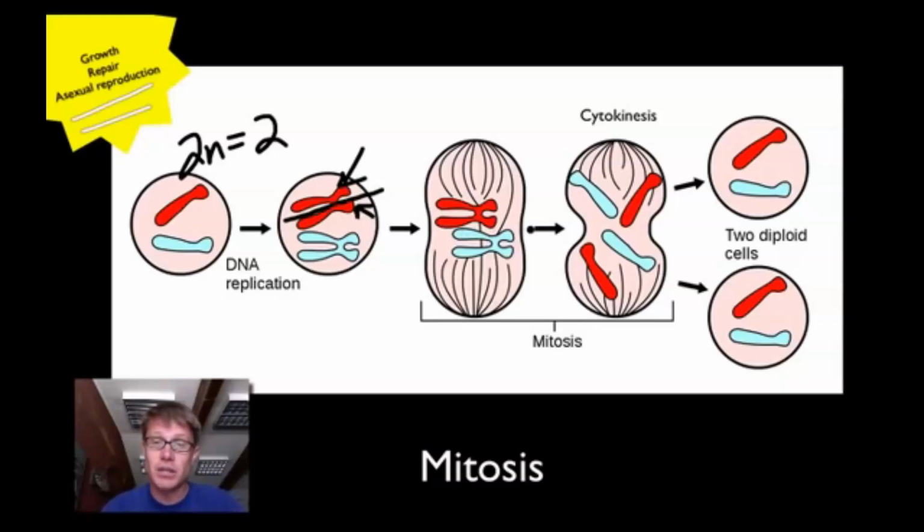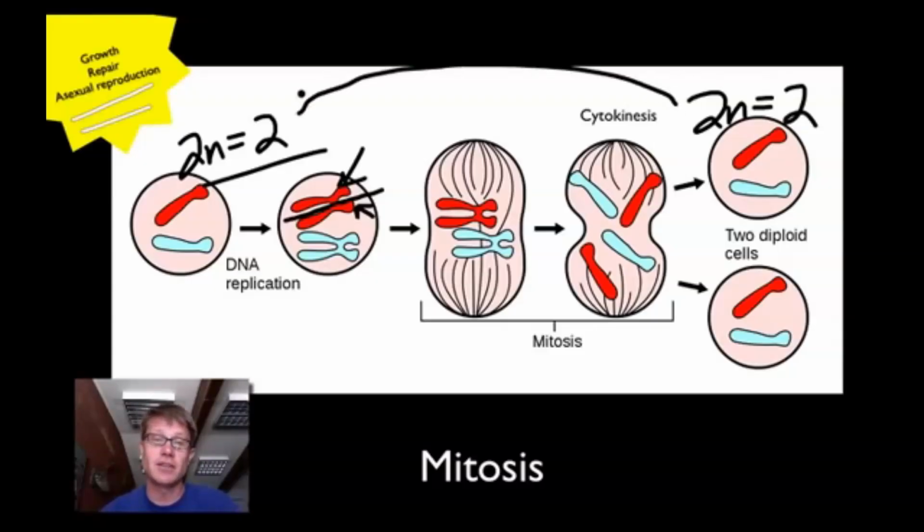They'll then meet in the middle and divide in half. This would be our mitosis phase, and now we have 2 diploid cells. If you look at those cells, they're exactly the same as that original cell, and each of those is 2N equals 2. So that's mitosis. What happens to these 2N cells? Well, they can enter into the cell cycle again, and it goes over and over and over again.